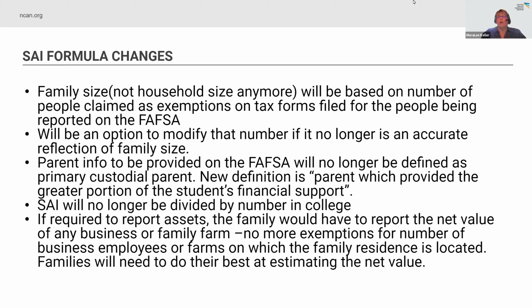So we would strongly encourage everyone to take a look at the number of exemptions on the tax return, see what family size that is going to create, and if that's not accurate, everyone should use that question. The definition of which parent's information belongs on the form was changed by Congress. It's no longer the primary custodial parent. The new definition is the parent which provided the greater portion of the student's financial support.